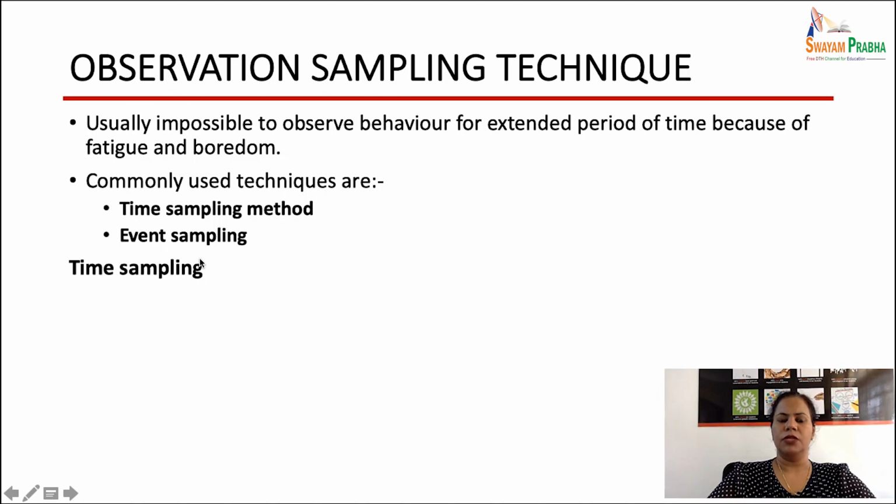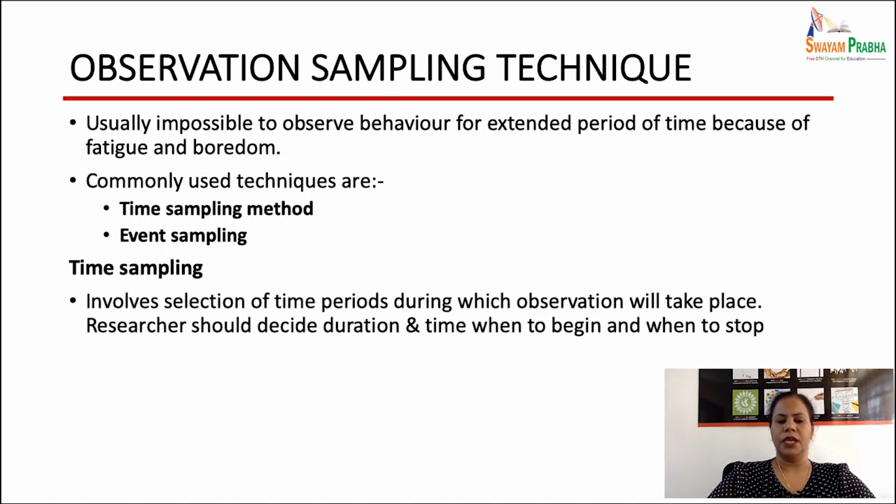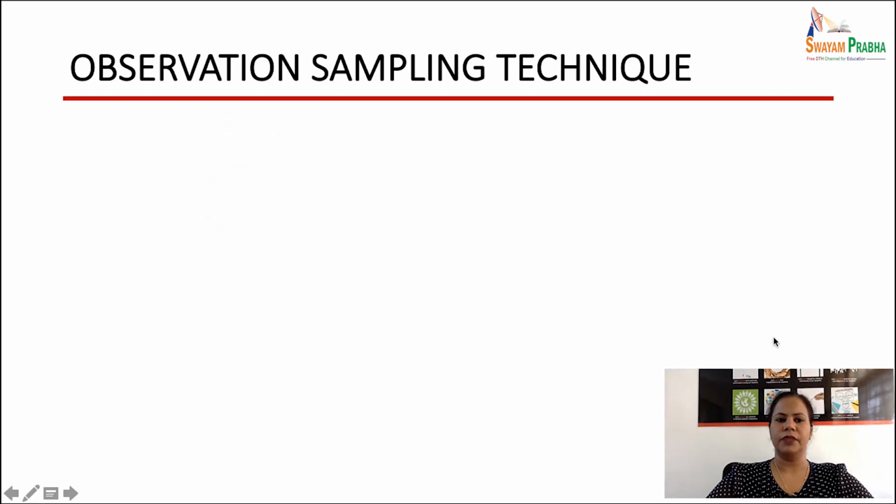Let us talk about time sampling first. It involves a selection of time periods during which observation will take place. For this, the researcher decides beforehand at what time and for what duration he will be observing. The researcher should decide the duration and time, when to begin and when to stop.